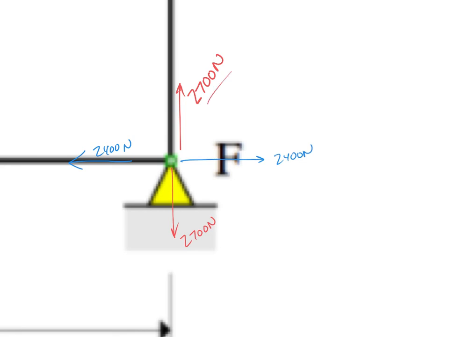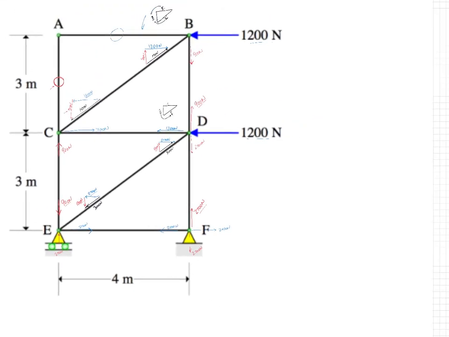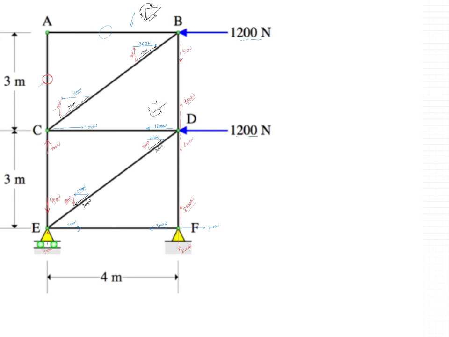Okay, so now that we've done all that, how do we check our work, right? Because, well, we're going to check the externals. This is unusual. You wouldn't normally do it this way. But let's check my externals. Okay, so in the x direction, I've got 1200, 1200, 2400. Okay, those all add up to 0. In the y direction, I've got 2700 up and 2700 down, so those add up to 0.